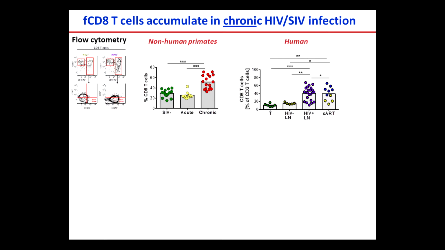If you look at total CD8 T cells, either in monkeys or in humans, what you see is that with SIV infection, you get an increase in total CD8 T cells, at least as a percentage of T cells. Compared to either tonsils or HIV-uninfected lymph nodes, in HIV-infected lymph nodes, whether you are or are not on antiretroviral therapy, and the yellow are people who have been on antiretroviral therapy for a long time, you once again see this increase in CD8 T cells. Well, this is total CD8 T cells.